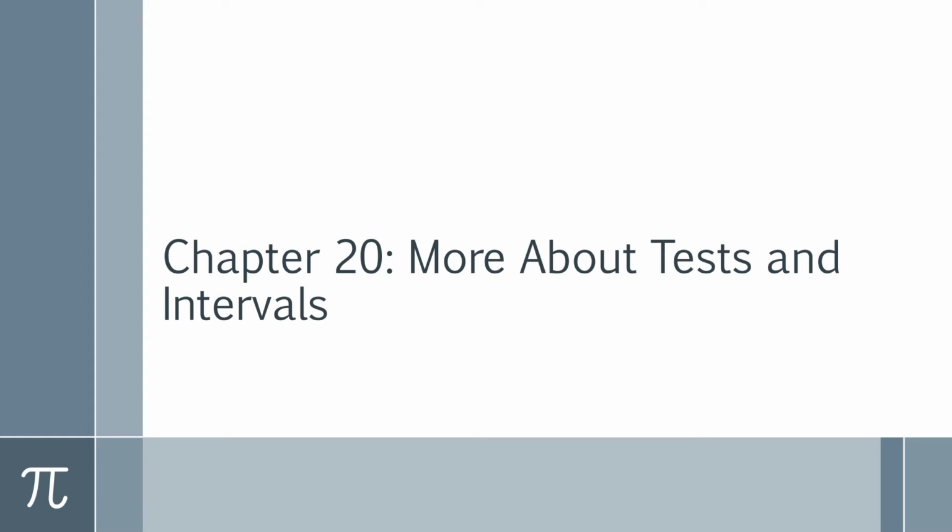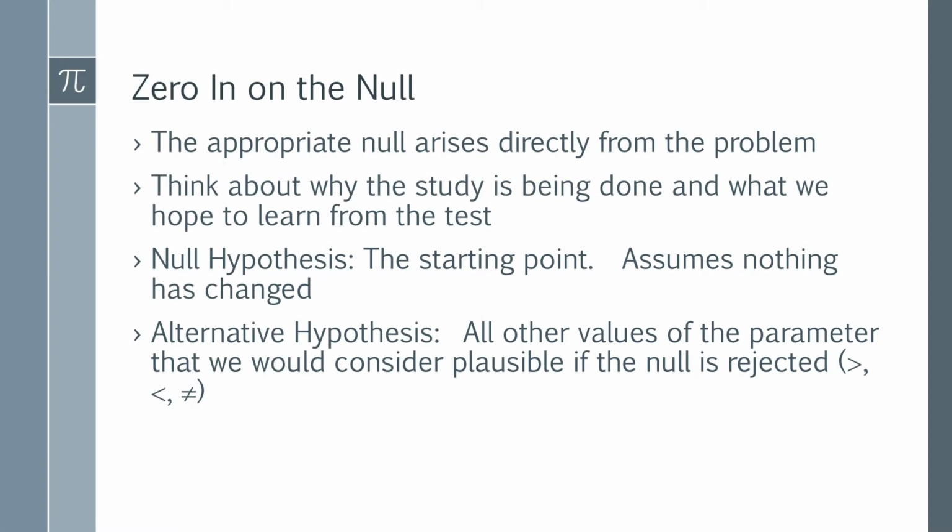Chapter 20. More about tests and intervals. Zero in on the null. The appropriate null arises directly from the problem. Think about why the study is being done and what we hope to learn from the test. The null hypothesis is the starting point. It assumes nothing has changed.